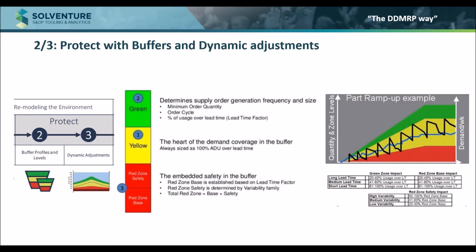Secondly, now that we've decided where to put the buffers, we obviously need to make sure the buffers are rightly sized. There are 3 elements in DDMRP that are used to calculate these buffers. The average daily unit usage, which I'll come back to a little in my own research because that's quite an interesting element, but generally speaking, that's the consumption of the good over the lead time.